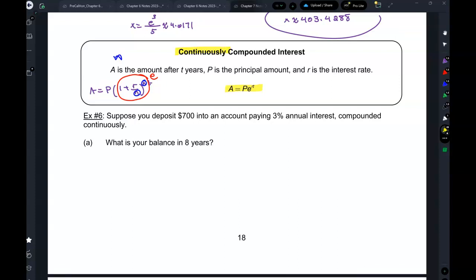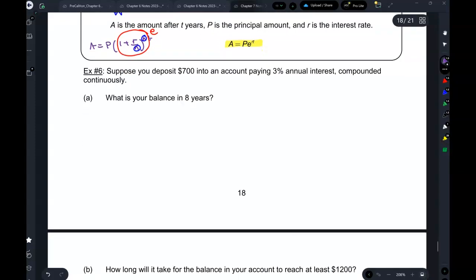So this is where you have to see the word continuously. Now, interest is only one place where we use this, right? But when population grows continuously, we use a similar formula. So you have to look for the word what? Continuously. When you see the word continuously, e has to go in there somewhere, all right? So take a look at this one. You deposit $700 into an account that pays 3% annual interest, compounded continuously, right?